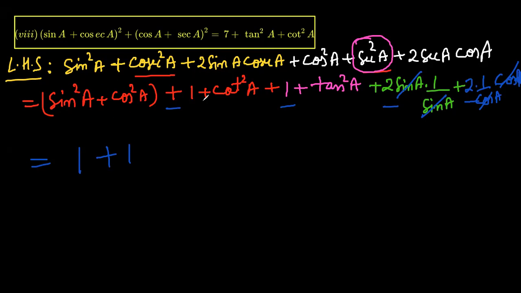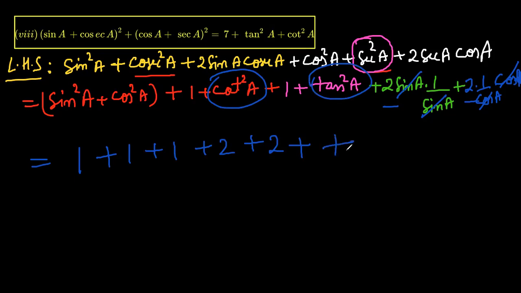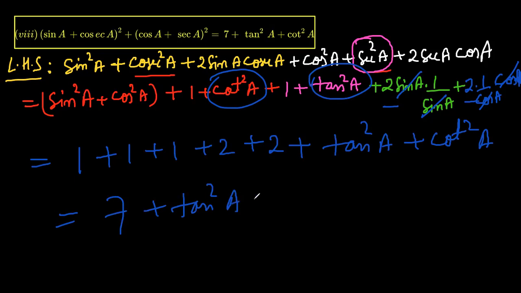This is for sin square A plus cos square A, this is the second one, the third one. So how many ones do you have? 3. And then plus 2 for this, plus we have these terms now: cot square A, tan square A, plus tan square A, plus cot square A. So we got the right hand side: 1 plus 1 plus 2 means 7, plus tan square A, plus cot square A.